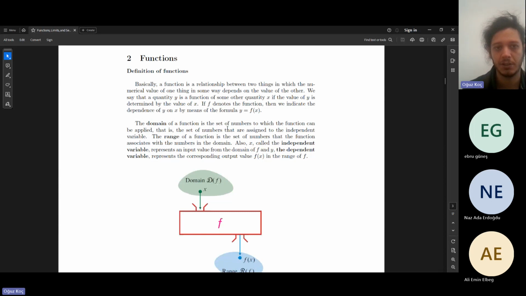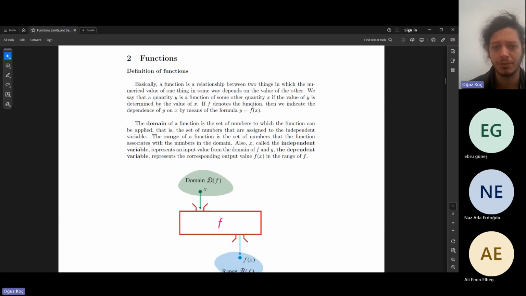We have already finished our preliminaries. We can go to the functions. Functions are also mostly used in calculus. Therefore, we need to refresh this information about functions. Basically, a function is a relationship between two things in which the numerical value of one thing in some way depends on the value of the other. We say that a quantity y is a function of some other quantity x if the value of y is determined by the value of x.